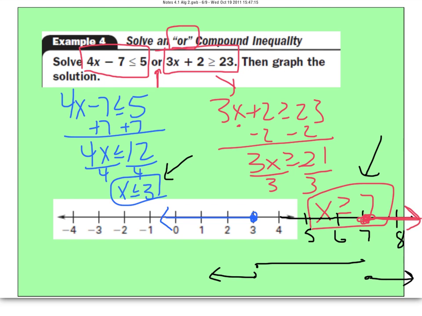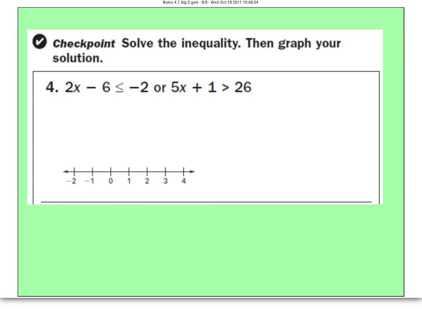So the difference is this. When you have an OR compound inequality, you're going to have to solve the two equations, and the arrows are going to go in opposing directions every single time. They will never connect like the AND inequality one did. Let's look at another one here.